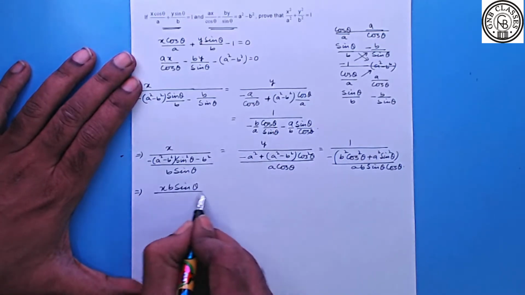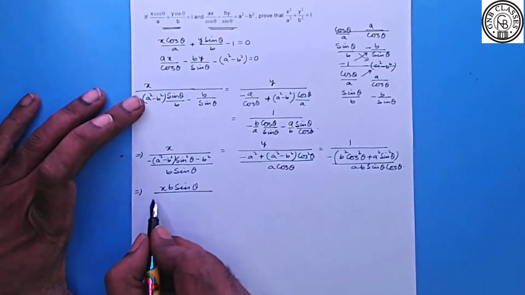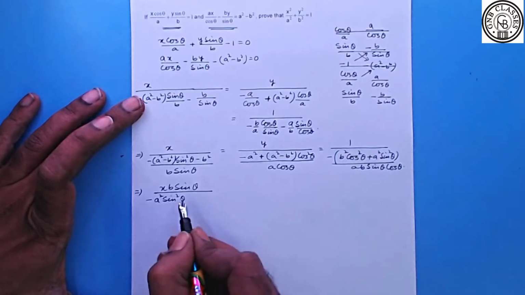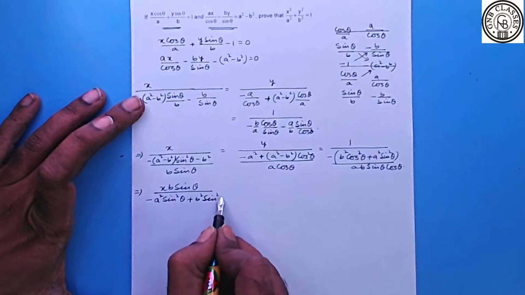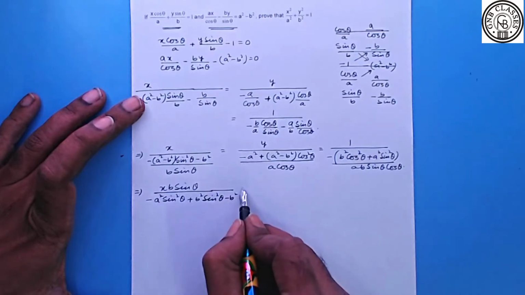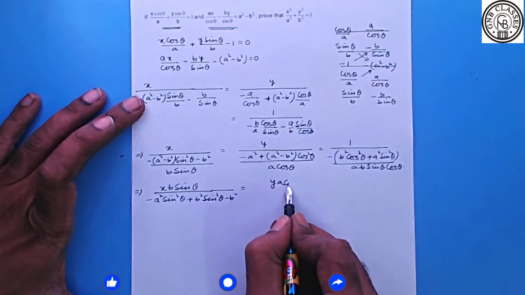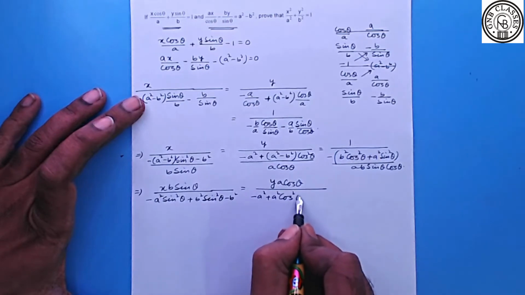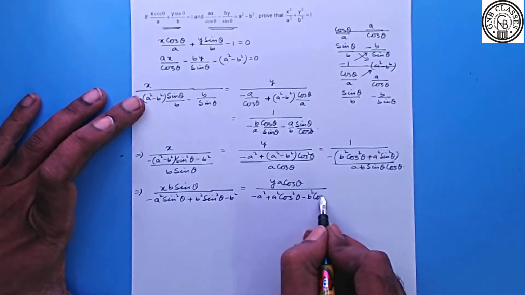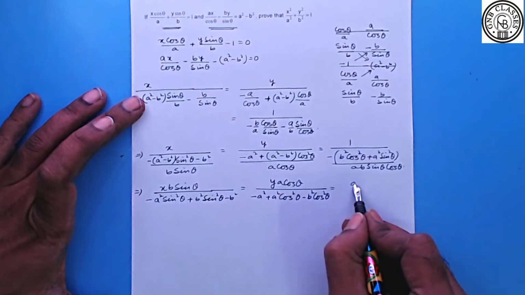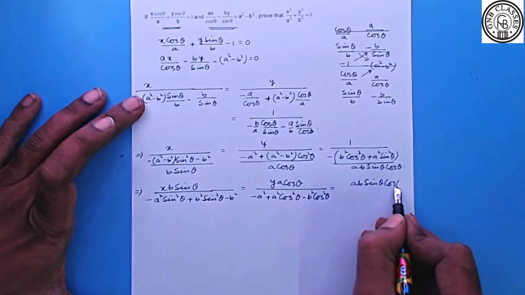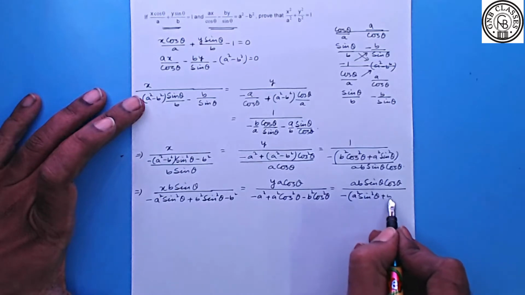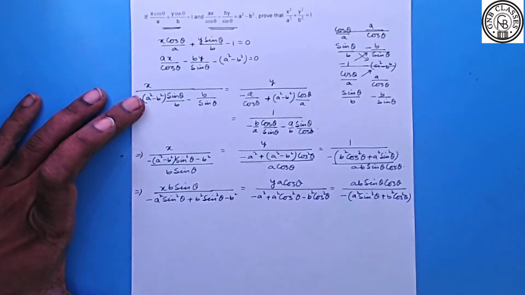So now x b sin theta divided by, now observe carefully, if I open the bracket, we are having minus a square sin square theta plus b square sin square theta minus b square. A cos theta will go in the numerator, minus a square plus a square cos square theta minus b square cos square theta equals to ab sin theta cos theta will go in the numerator, divided by minus a square sin square theta plus b square cos square theta. Is it okay? Is it fine with you?